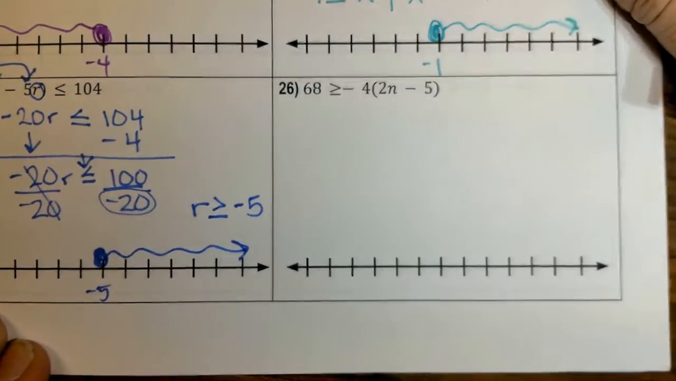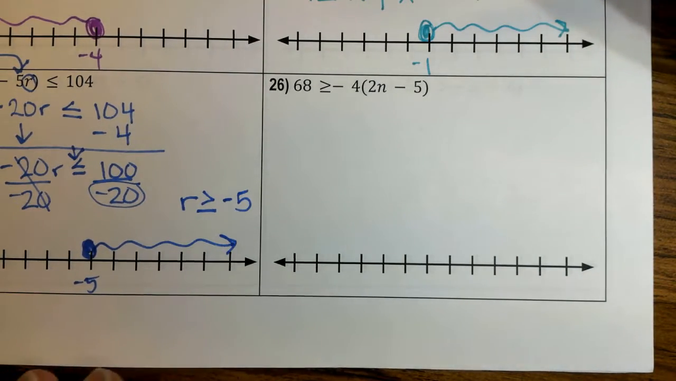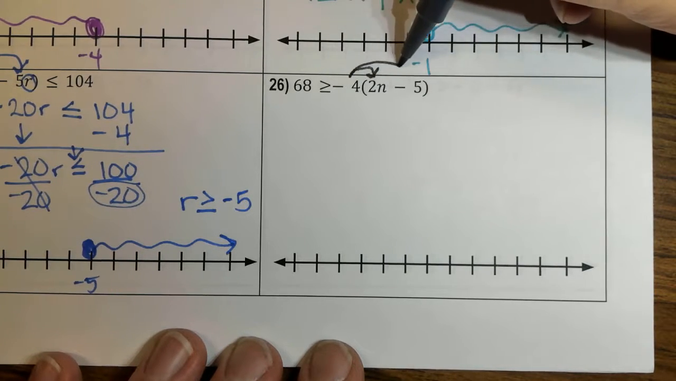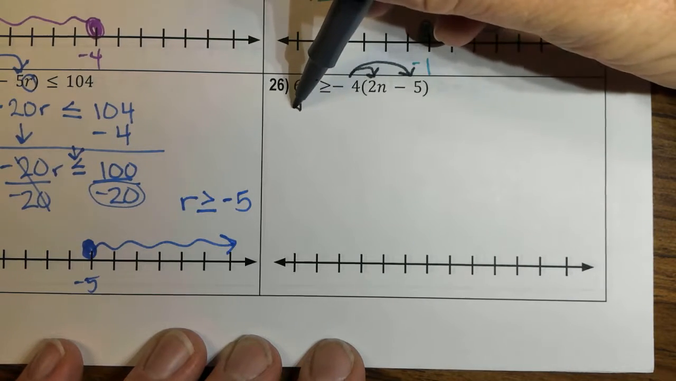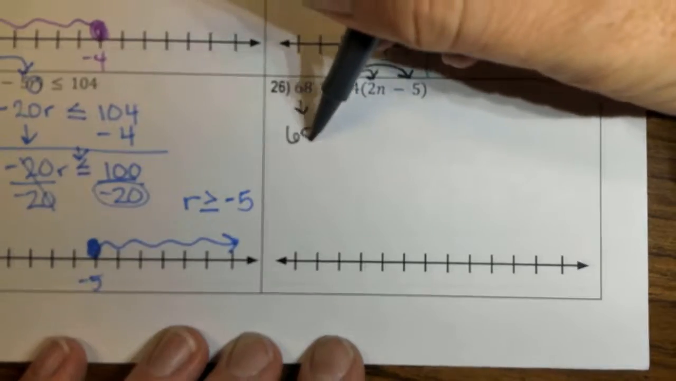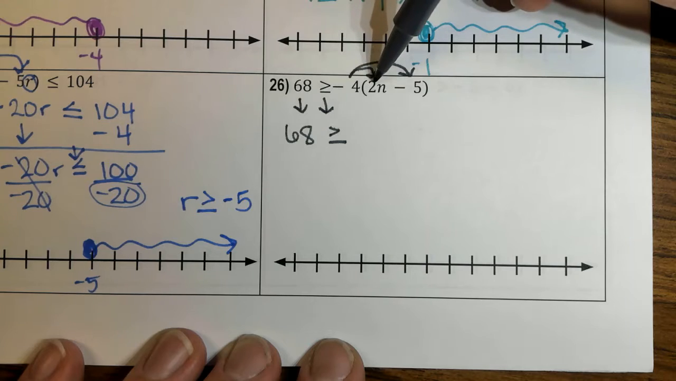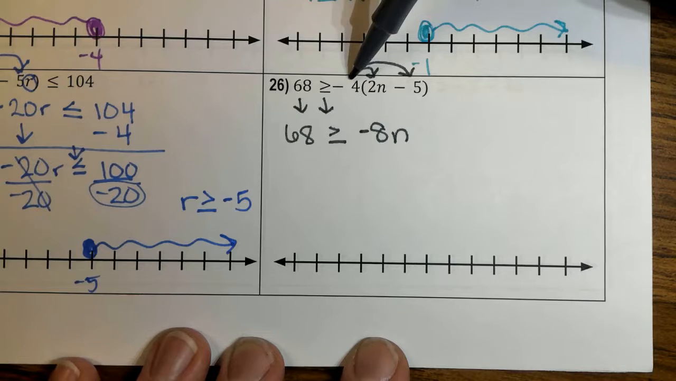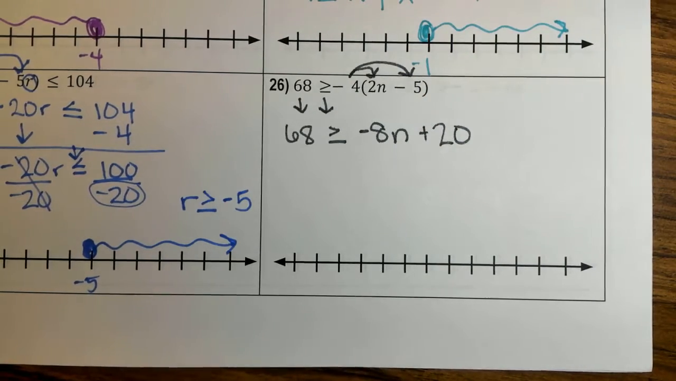And look, last question on page 3, 26. Okay, pretty much the same thing as 25. I have negative 4. I need to distribute that first because you have to get rid of parentheses. Okay, so my 68 and my symbol, my sign, inequality, whatever you want to call it, none of that changed. Okay, then I do negative 4 times 2n. Don't forget the n, so I get negative 8n. Negative 4 times negative 5 is plus 20, because two negatives make a positive, right? Y'all are probably like, yeah, we know, we know.